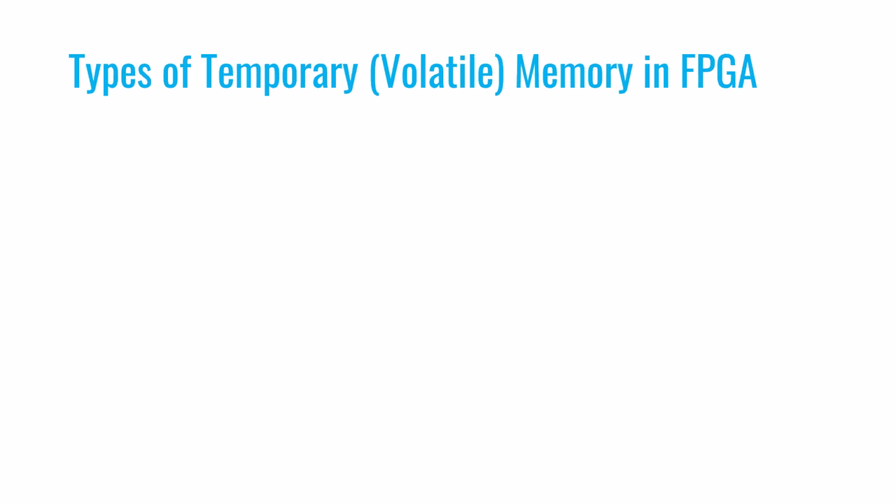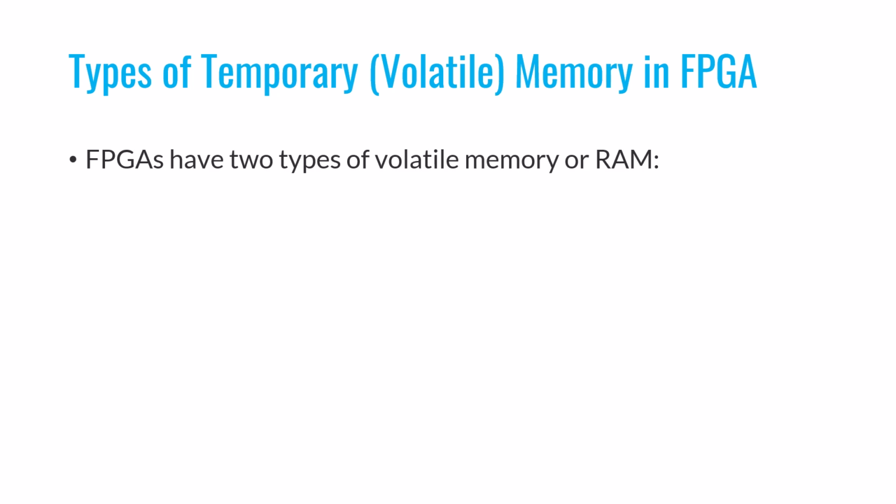Since temporary memory is commonly used in most digital designs, FPGAs come with built-in hardware blocks specifically designed for creating and managing memory. Generally, there are two types of memory in FPGAs: block RAM or BRAM and distributed RAM.